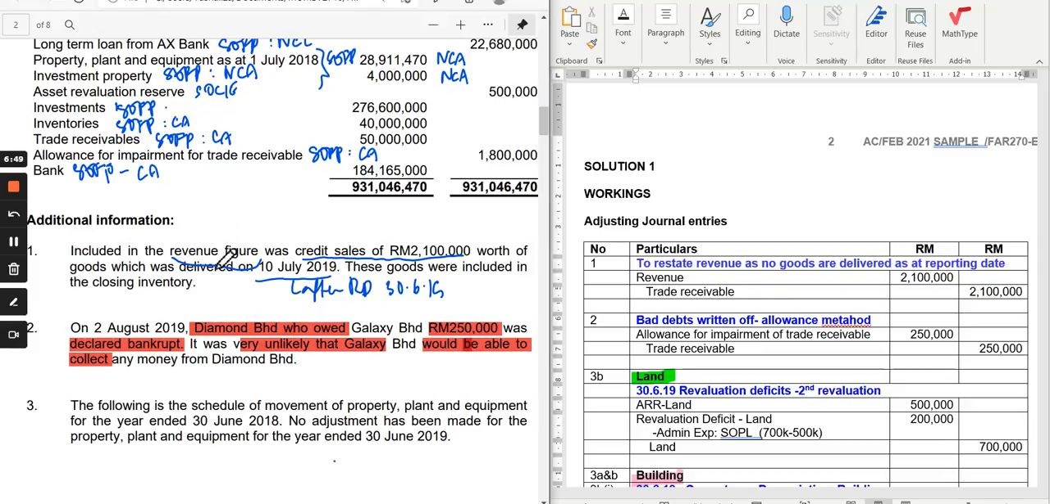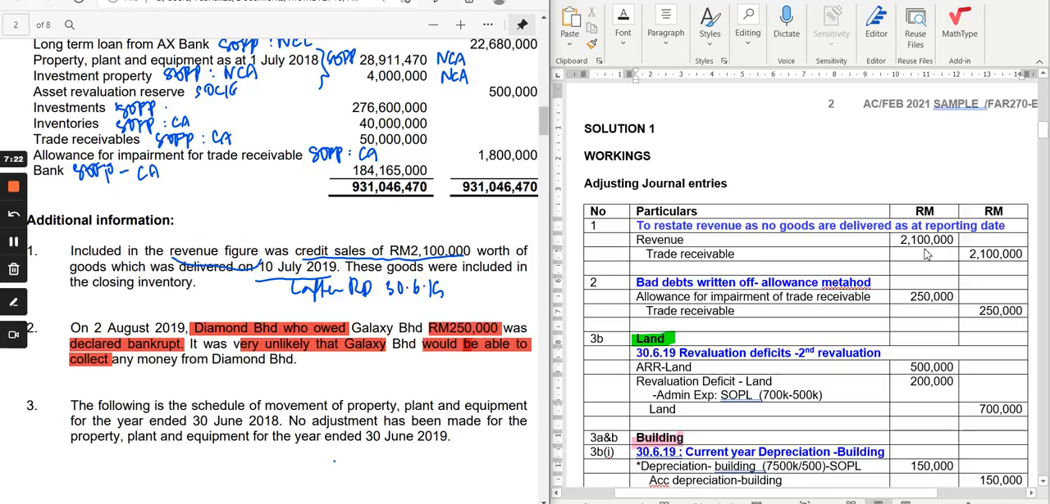And has that been delivered to the customer? No, it was only delivered on 10th of July. But somehow you have recorded your sales, and therefore your revenue figure has been overstated. So what you need to do is go and restate the revenue, and these goods were included in the closing inventory. So no adjustment is needed in the closing inventory because you have not yet actually adjusted the closing inventory with the goods that are being sold. So you need to adjust first the revenue figure and then the trade receivable with the amount that has been overstated. So you need to go and restate the revenue.